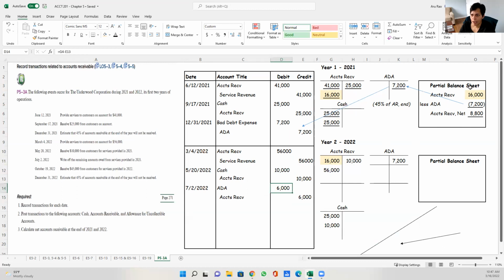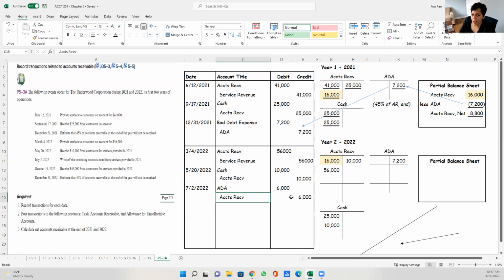Again, last year, at the end of the year, 16,000 was outstanding. On May 20th, I collected 10,000, which means 6,000 is still remaining. On July 2nd, we are saying they're not going to pay me. I need to take that off my books.